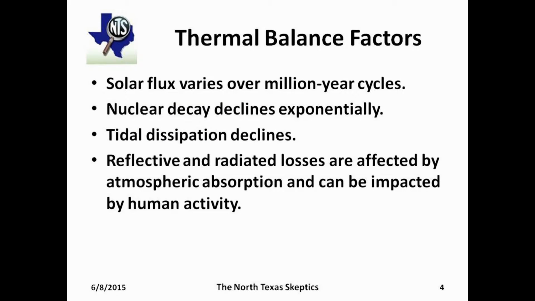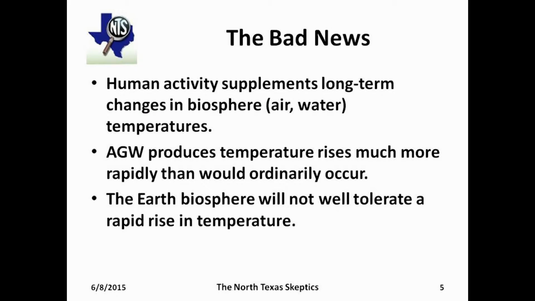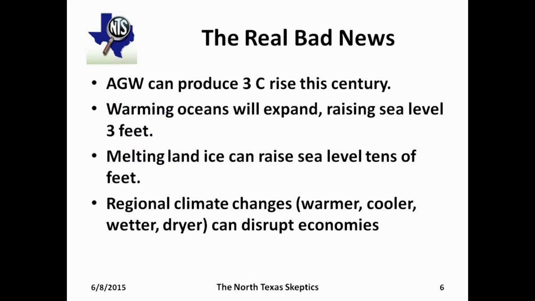The thermal balance factors are solar flux, nuclear decay, tidal dissipation, and we also have reflective and radiated losses affected by atmospheric absorption and can be impacted by human activity. Here's the bad news. Human activity supplements long-term changes in biosphere temperatures. The really bad news is global warming can produce a 3 degrees Celsius rise this century.